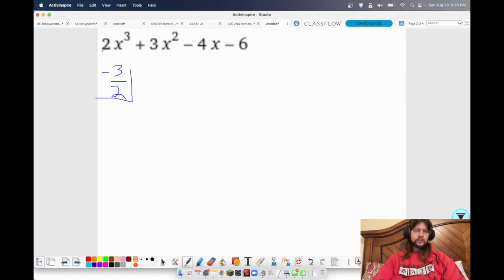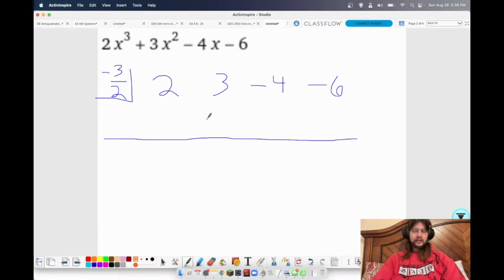Remember, for synthetic division, you put your root in the box, so whatever you're trying to divide by, and you write down your coefficients. 2, 3, negative 4, and negative 6. Make sure you don't skip any values. So we have x cubed, x squared, x, and no x's. All of those are in line, so we're good. We didn't skip anybody. But let's say this 3x squared was just missing. We'd have to make sure we put a 0 there. We don't have that, so let's move on.